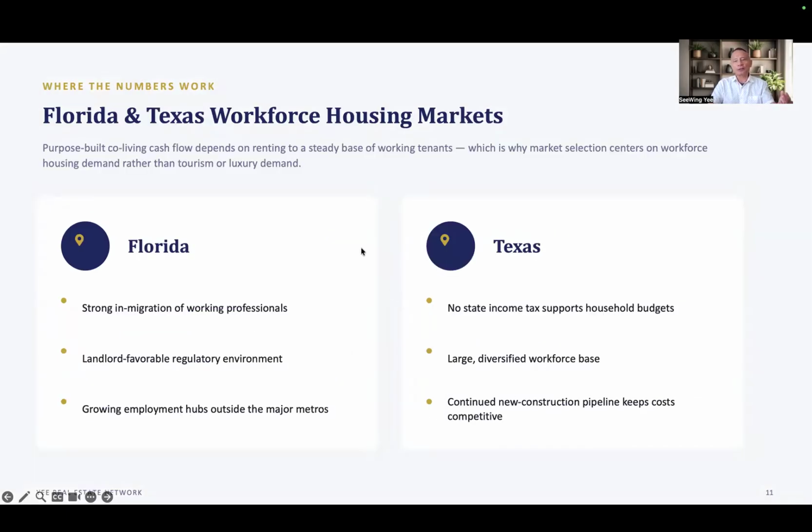So, of course, we as a turnkey provider, right? We've been doing it for a very long time. We feel Florida and Texas workforce housing market is the best for co-living new construction. Okay, and we're showing you all the reasons why as per on this particular screenshot, right? Pause the screen and review this on your own.